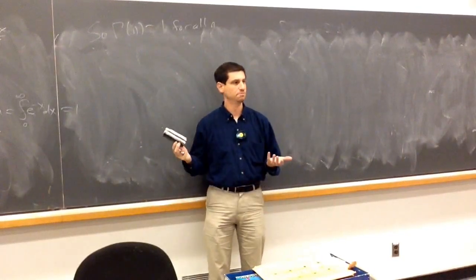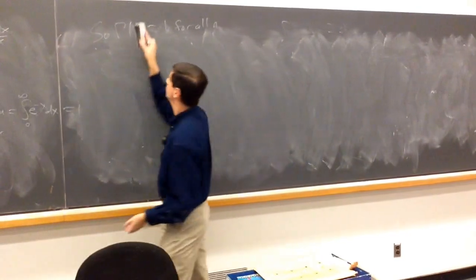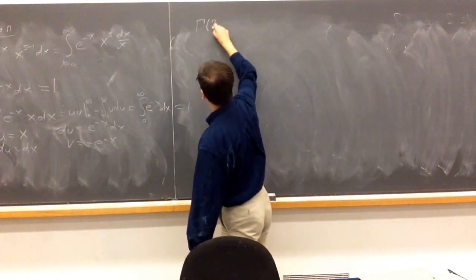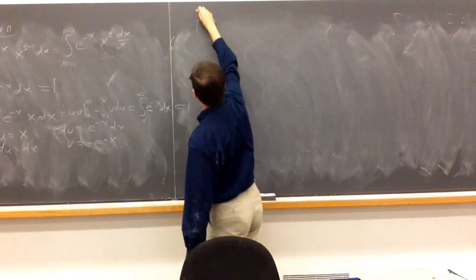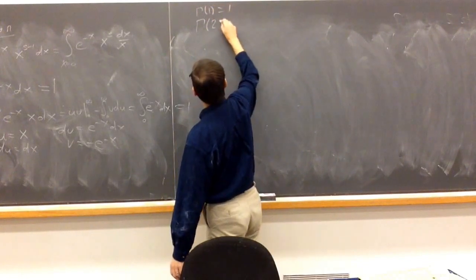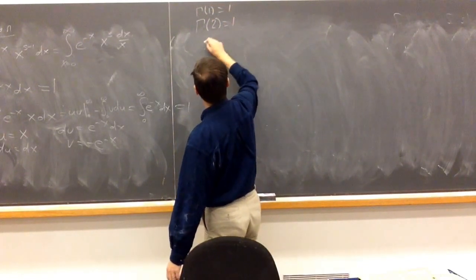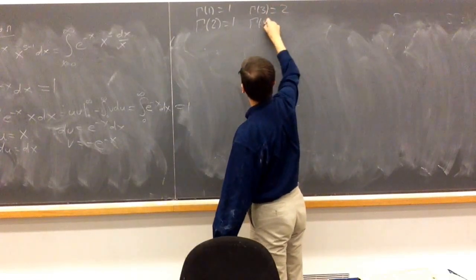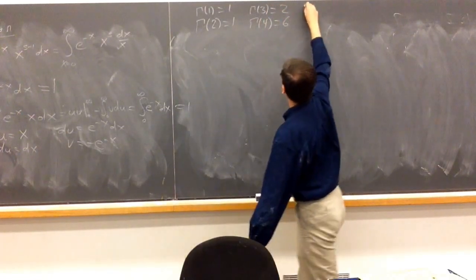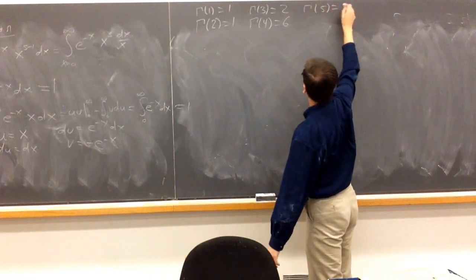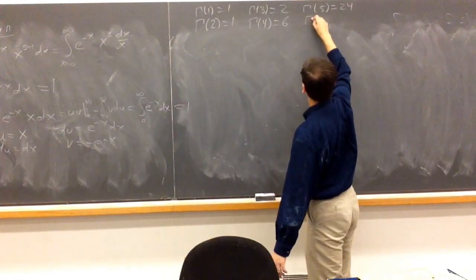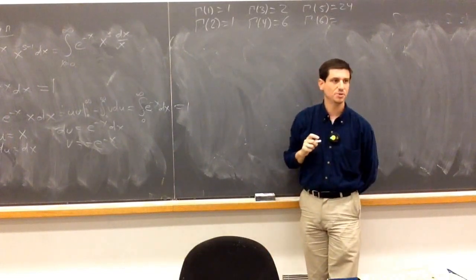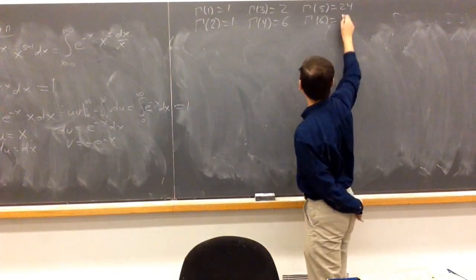What should we do? General case. We could gather some more data. Just in the interest of time, Gamma of 1 was 1. Gamma of 2 was 1. Gamma of 3 is 2. Gamma of 4 is 6. Gamma of 5 is 24. Gamma of 6. Anybody want to guess? 120.